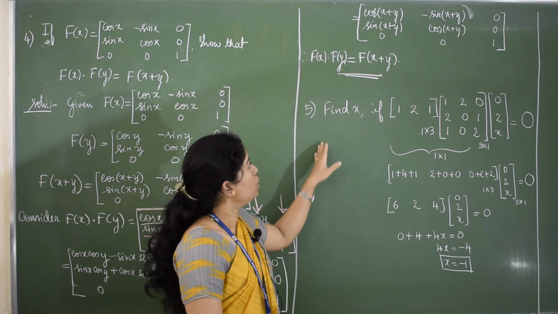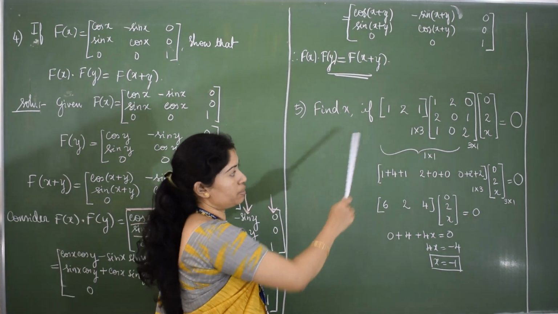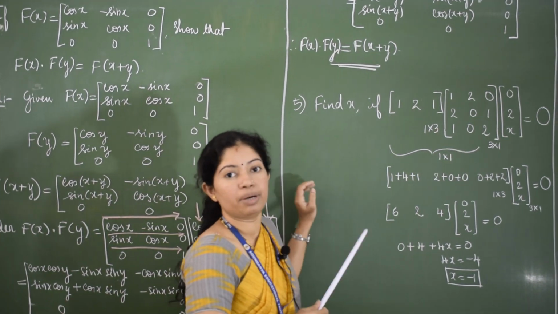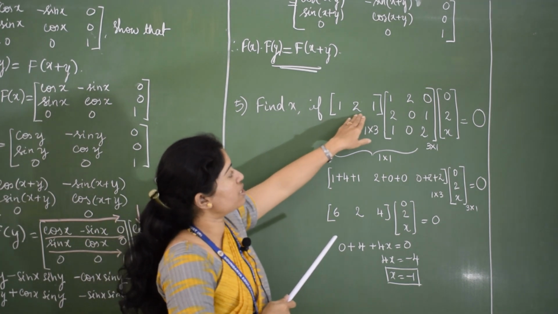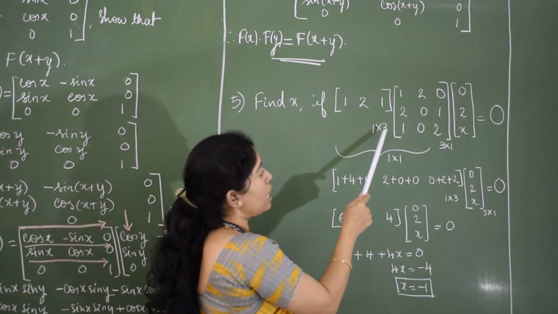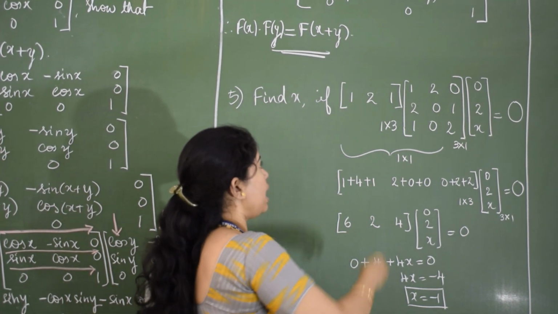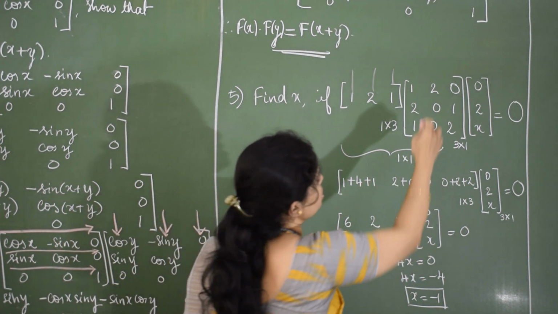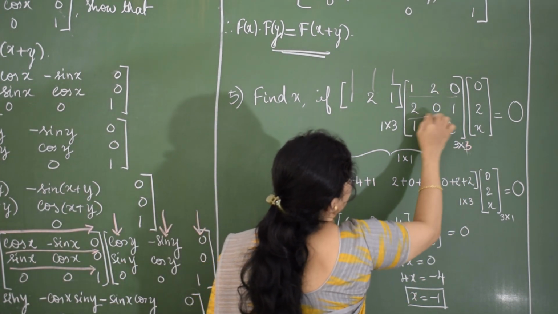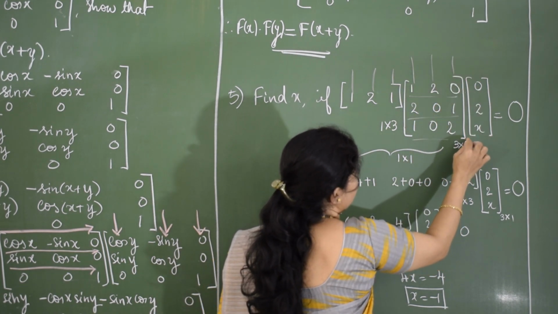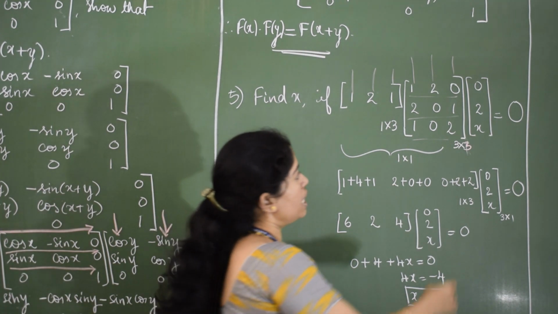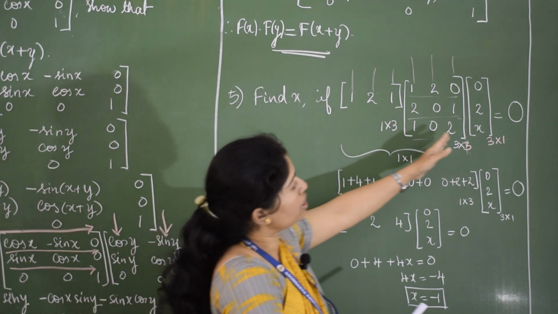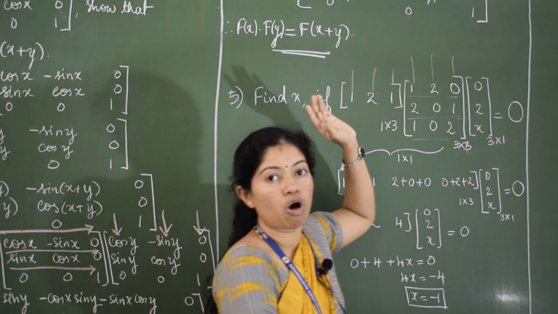Next problem is, you have to find x and they have given this one. Product of three matrices and the order of all these three matrices are different. What is the order of the first matrix? It is of order 1 cross 3, having one row and 3 columns. What is the order of the second matrix? It is 3 cross 3, having 3 rows and 3 columns. And what is the order of the third matrix? It is having 3 rows and 1 column. So this product they have given as a 0 matrix. You have to solve for x.